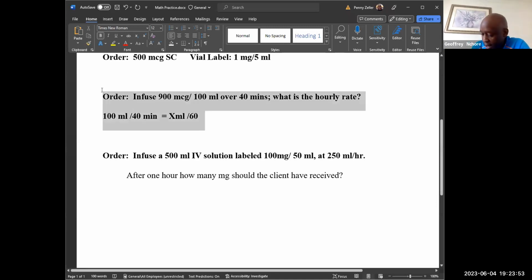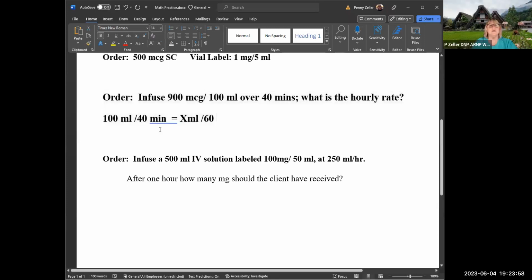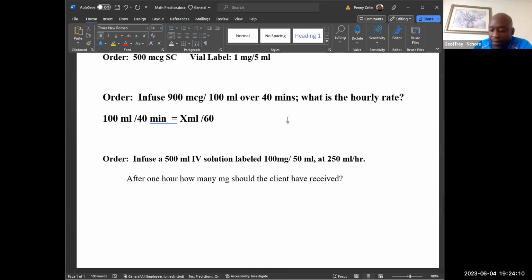2.5 times 60. Yes, 100 over 40 minutes is the same thing as what over 60. Yeah, 150. So what's the answer? 150? Yes. It's 100 divided by 40 times 60.